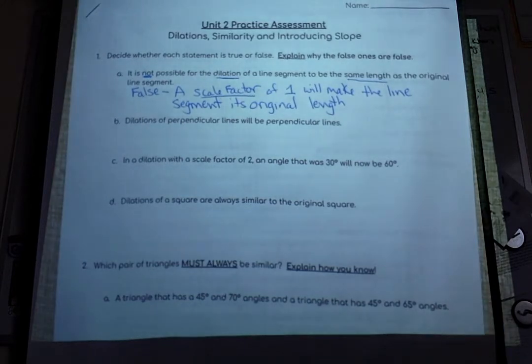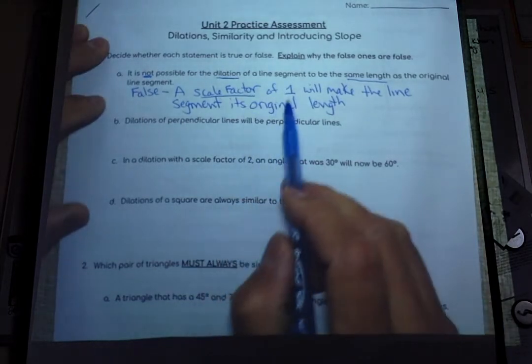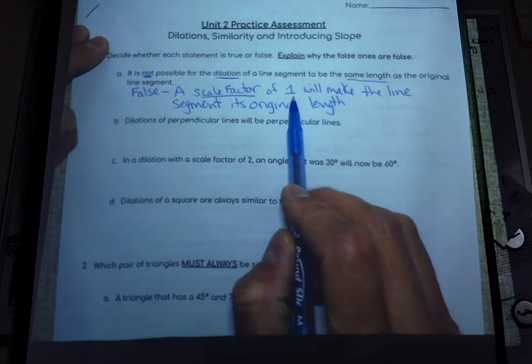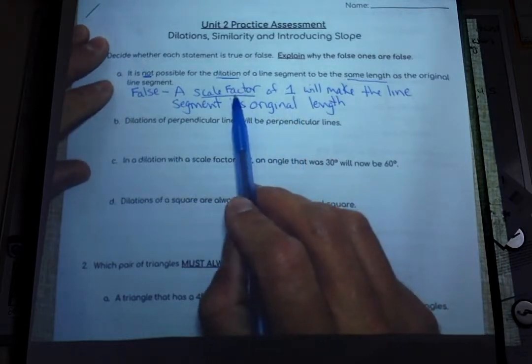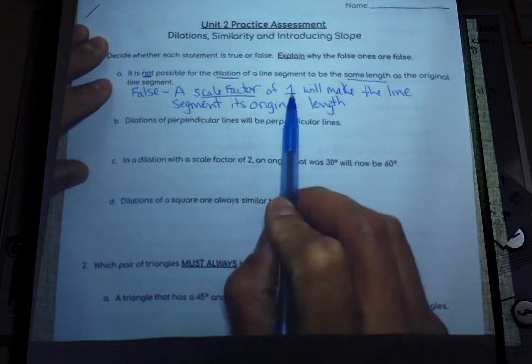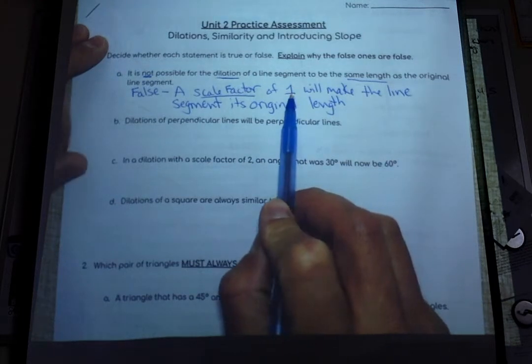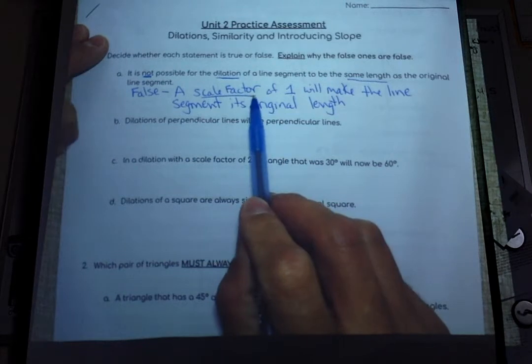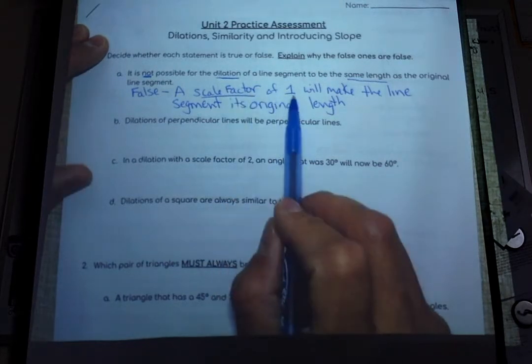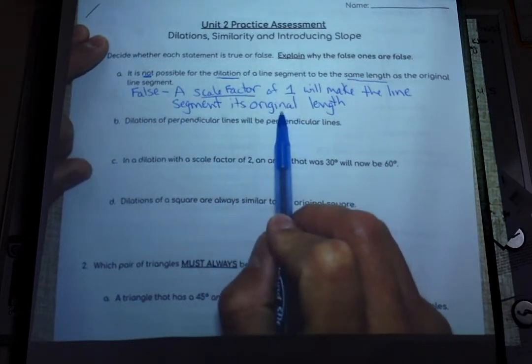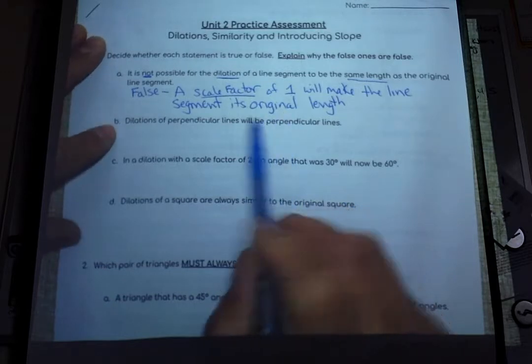So we just proved that with a scale factor of 1, because remember in scale factor we always multiply, 1 times the number, or any number, will be the number itself. So we just proved that if we have a scale factor of 1, it's going to be the original length. Moving on to B.